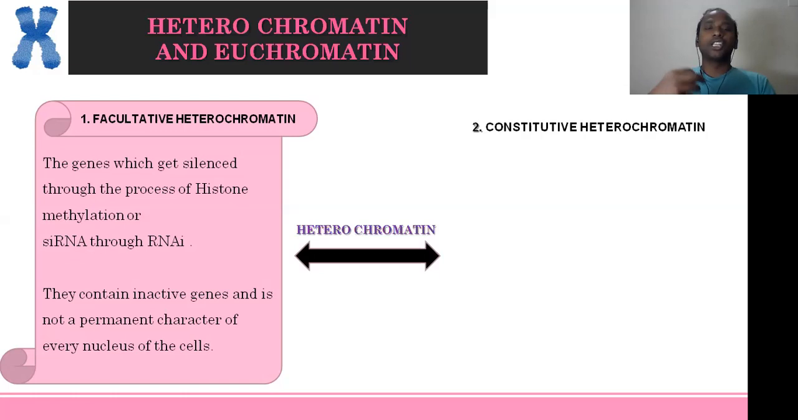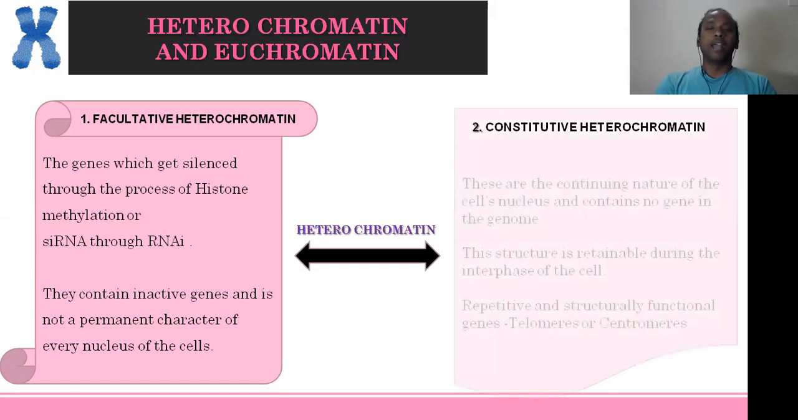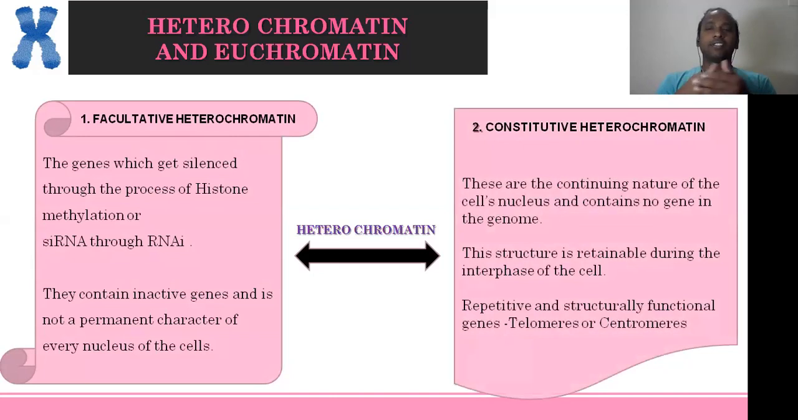Whenever a particular gene wants to be expressed, then definitely remodulation of histone can happen, and the gene will again be converting into euchromatin. And coming to the constitutive heterochromatin, these are the continuing nature of the cell's nucleus and contain no genes in the genome. This we should understand. Facultative heterochromatin is temporary heterochromatin. Whenever the situation demands, it can also convert to euchromatin.